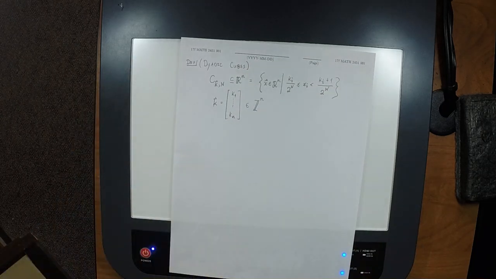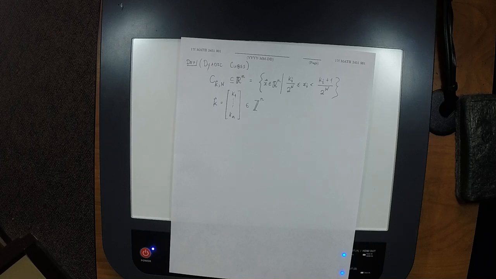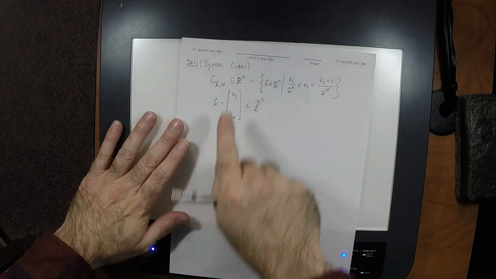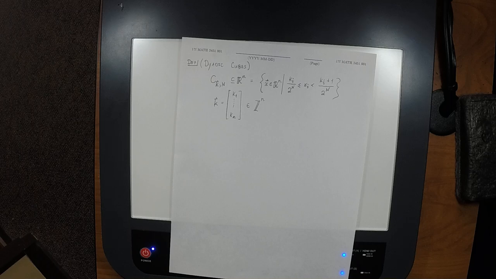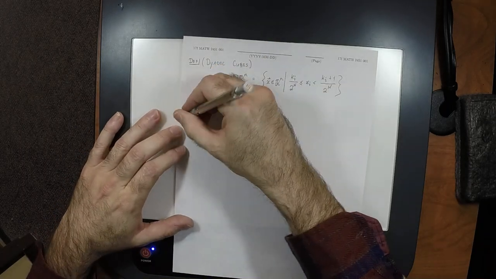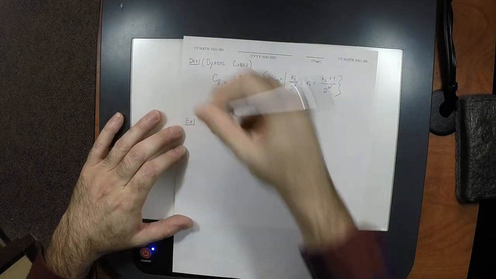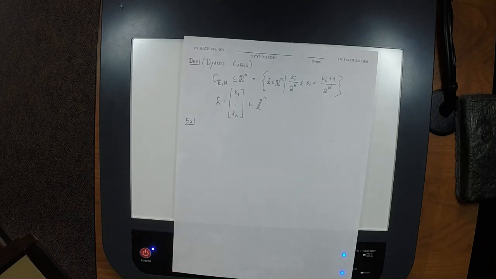So what do I mean by Zn? Integers, right? So what I mean is that k is a column of integers, and they could possibly be negative. Okay, so now this is kind of a strange definition. Let's see if we can make sense of it. For example, I'm going to draw an R2 because that's more or less the best that I can do.